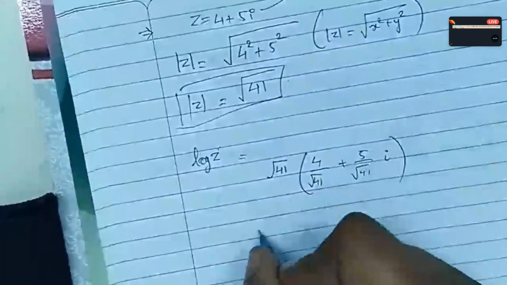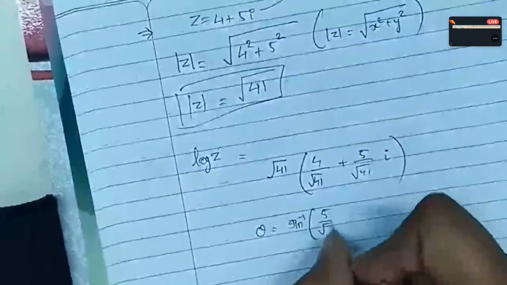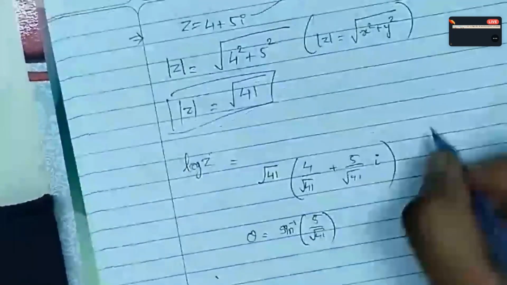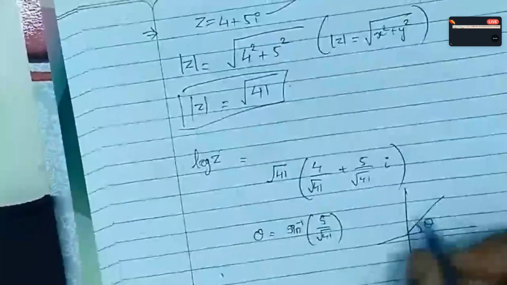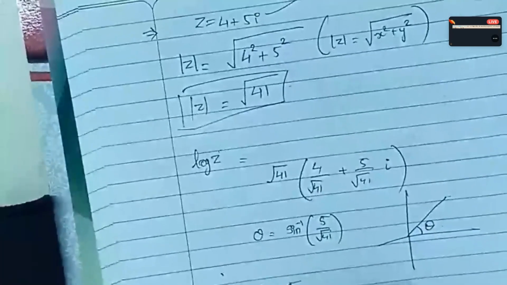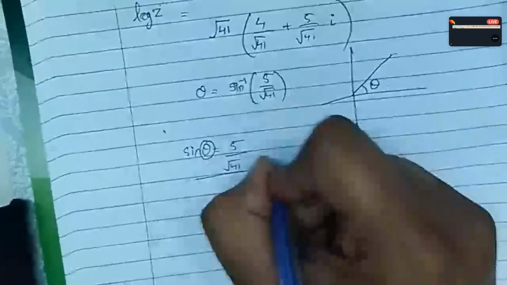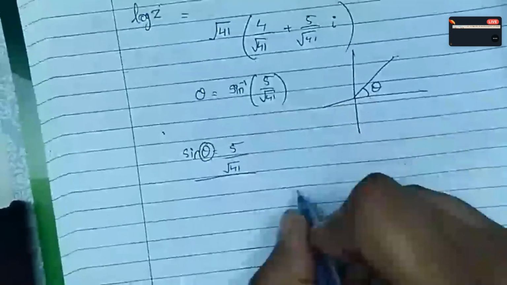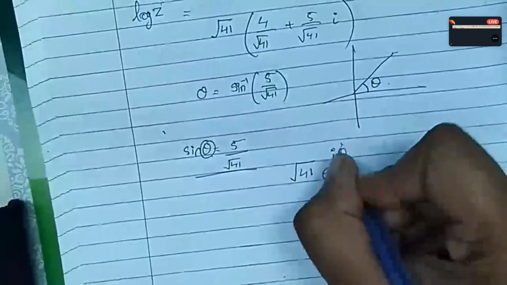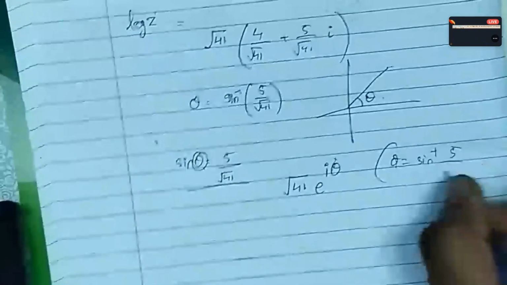Now we assume theta is equal to tan inverse 5 by root 41. Or we assume an angle theta such that its sine, so sine theta, is equal to 5 by square root 41. We assume the number to be this. If we assume theta to be this particular value, then it becomes square root 41 e raised to iota theta, where theta is equal to sine inverse 5 by root 41.